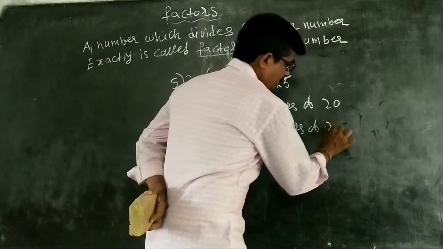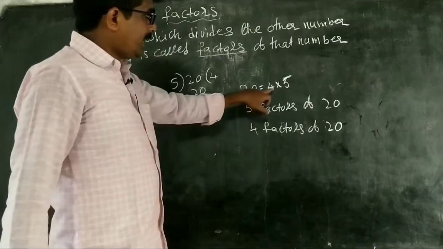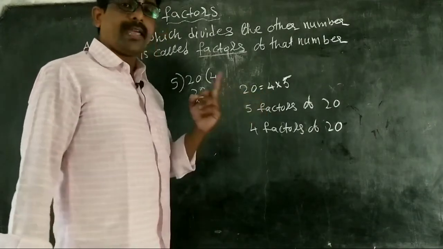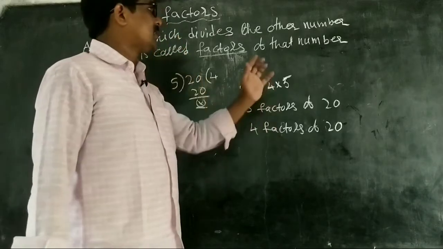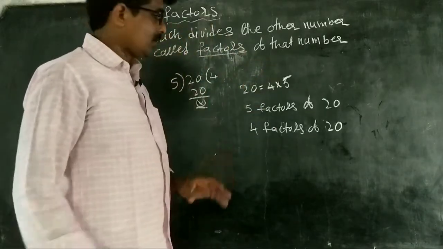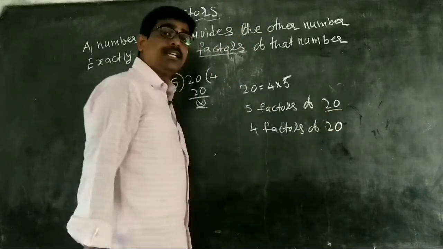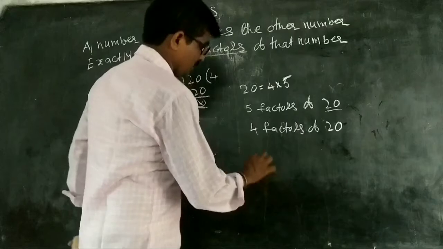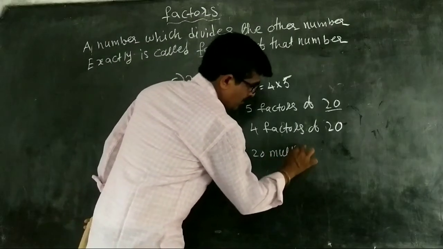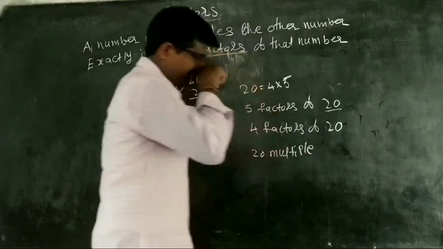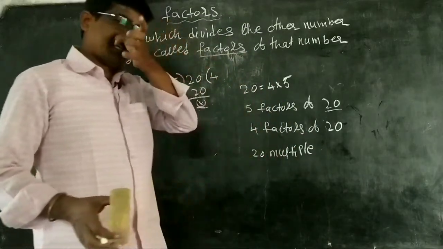Factor means a number which divides another number exactly. Exactly means the remainder is 0. Then that number is called a factor. And 20 is called a multiple. Understand? So this is the factor, this is the multiple.